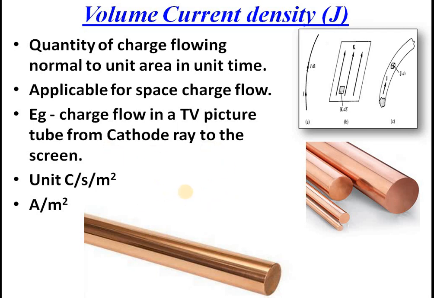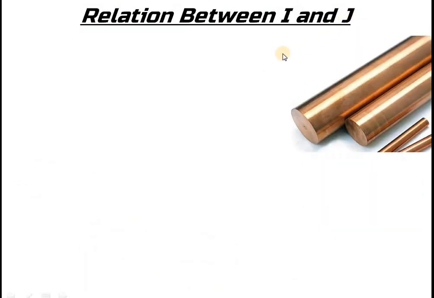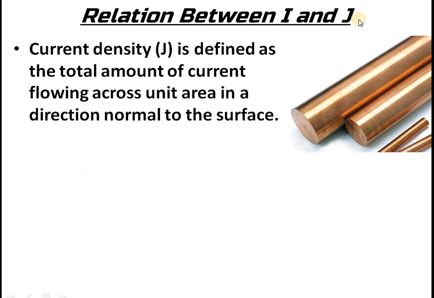That current is called volume current, denoted with the letter J. So we need to get a little bit more in-depth idea about volume current, how it is related to the current, line current or linear current. There is in fact a relation between line current I and volume current J, because in many situations we will come across both J and I.